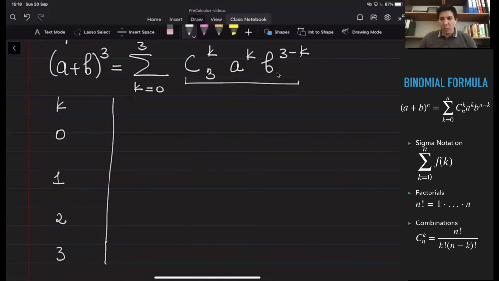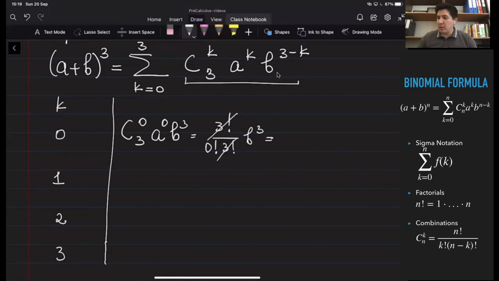When k is equal to 0, it's going to be the combination of 3 and 0, a to the power of 0, b to the power of 3 minus 0, which is 3. So let's calculate the combination of 3 and 0. It's going to be 3 factorial divided by 0 factorial, multiplied by the factorial of the difference between 3 and 0, which is again 3 factorial. a to the power of 0 is 1, and b to the power of 3 is b cubed. So this is simply b cubed.